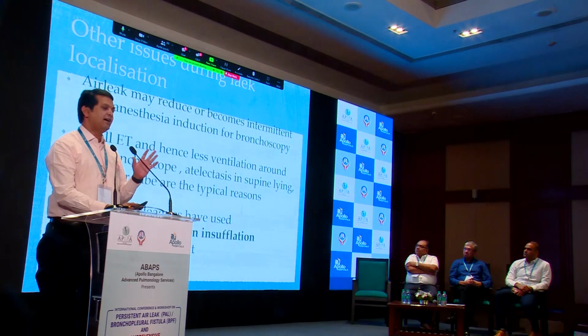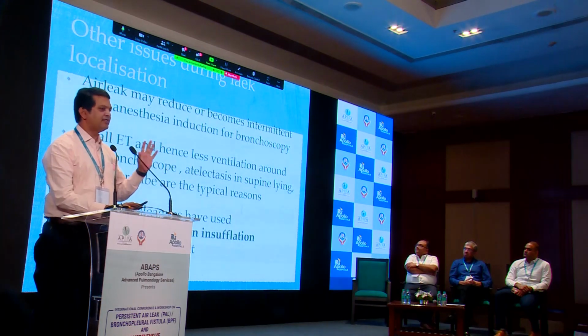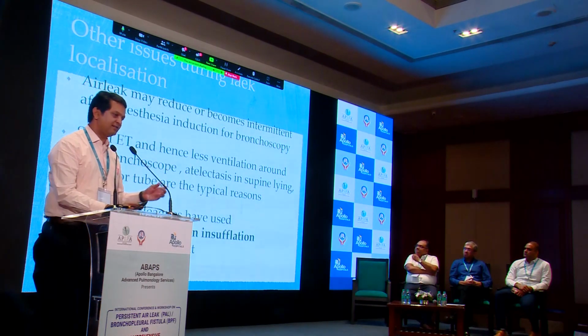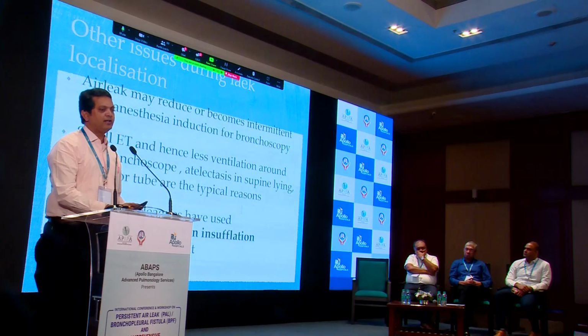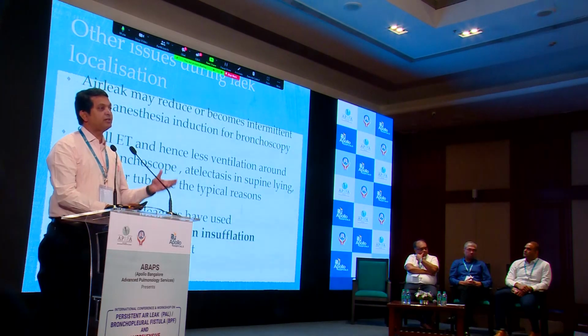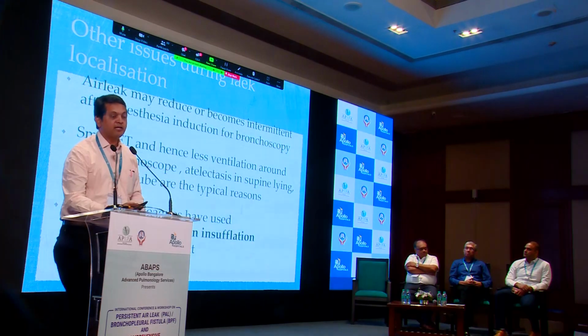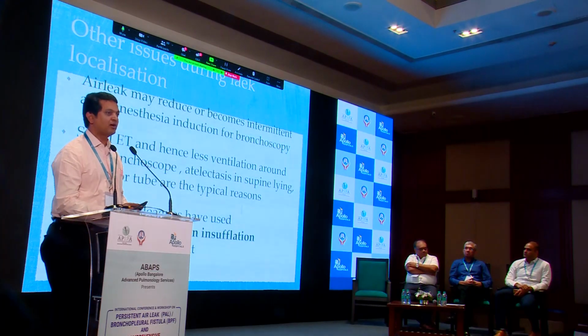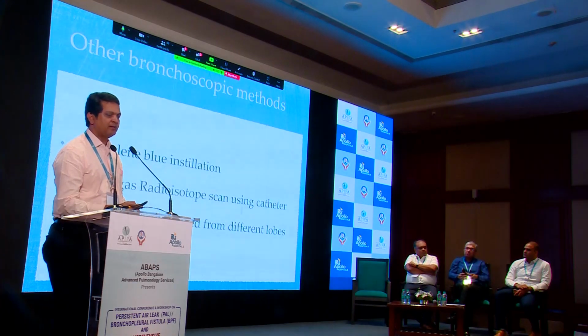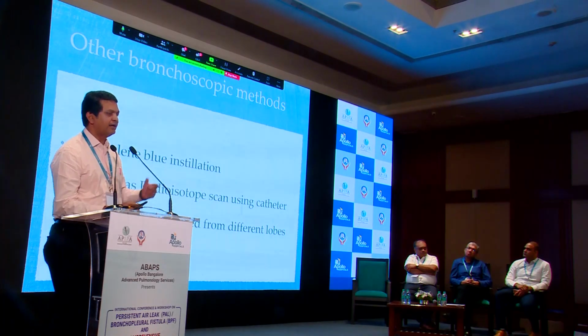But since there's a good percent chance that you might actually localize it, you'll have to do that. What are the other issues? Because you're ventilating the patient, the air leak may reduce or become intermittent after anesthesia or induction for bronchoscopy. So that is also something that you'll have to factor in. A small endotracheal tube can cause a problem, and to circumvent this, some people have used endotracheal oxygen insufflation to make sure that the leak shows up when you're doing this procedure.